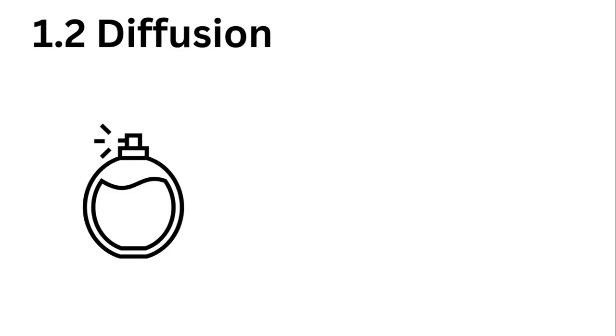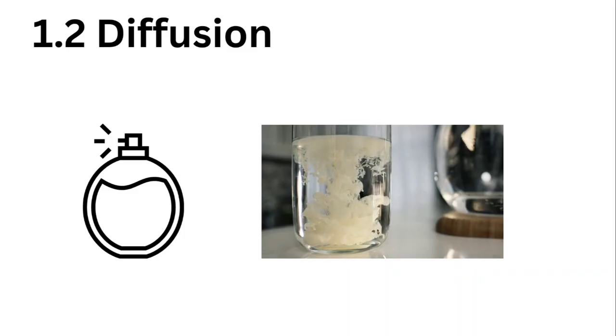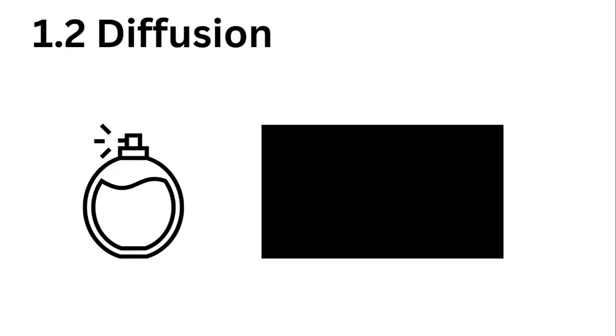Diffusion is the movement of particles from their region of high concentration to a region of lower concentration. Solid particles cannot diffuse because they can only vibrate at fixed positions. However, when we add a solid to a liquid in which it can dissolve, it will diffuse throughout the liquid. Gases diffuse faster than liquids. Lighter particles diffuse faster than heavier particles.